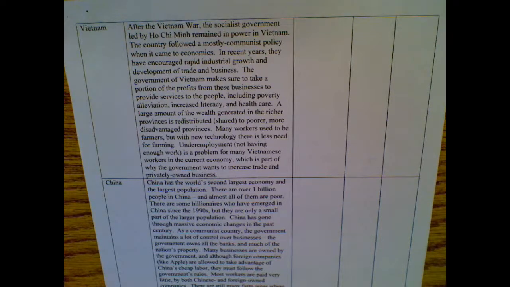And then finally, China at the very bottom. It is the second largest economy. They have 1 billion people who live in China. Almost all of them are poor, very few billionaires or millionaires. Government controls most of the businesses. Foreign companies are allowed to operate, but they must follow all the government's rules. Workers are paid very little, and farmers farm, but then the government takes that and redistributes the food to everyone. The government does provide medical services, they provide education, but housing is private, and that's something that's a little newer. They haven't always been able to own their own homes.